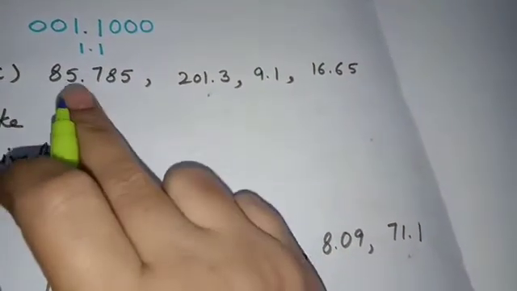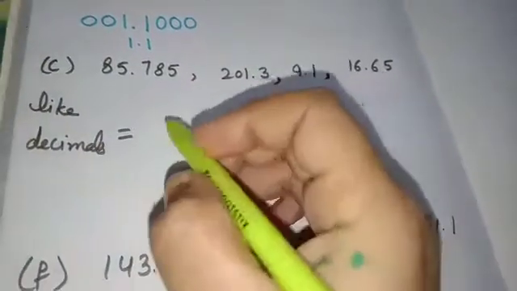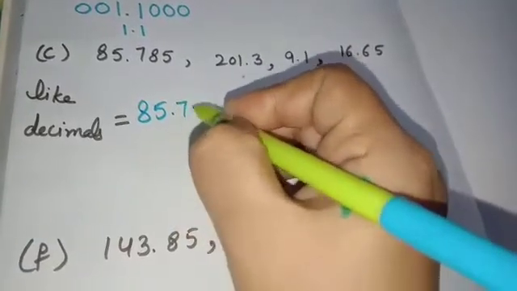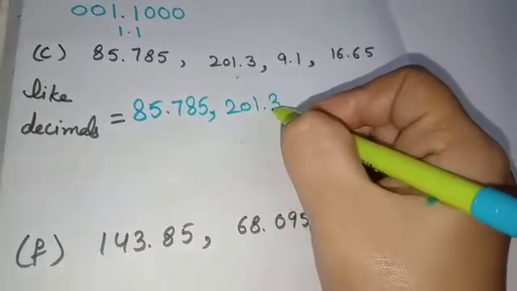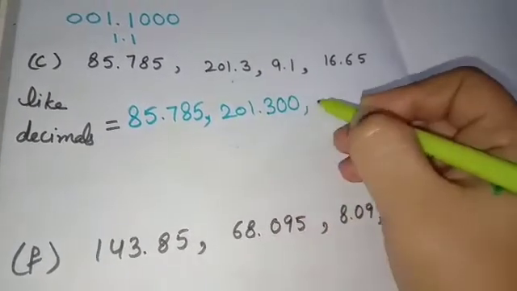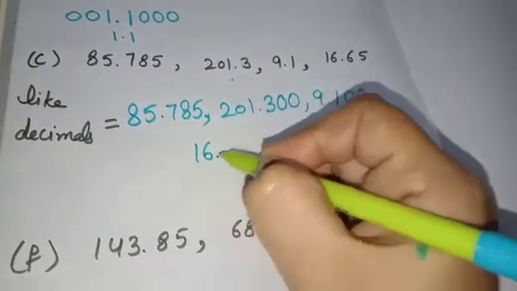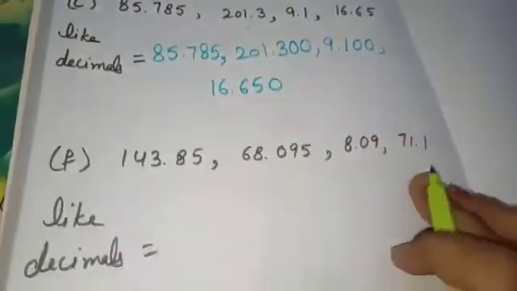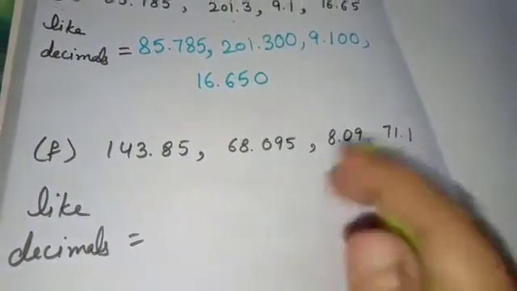It's C part. Here we have 3 digits, 1 1 2, so all should be with 3 digits. First is already with 3 digits. In the second number 201.3, add 2 zeros. 9.1, add 2 zeros. 16.65, add 1 zero. Okay, in the same way F part: 2 digits, 3 digits, 2 digits, 1 digit.